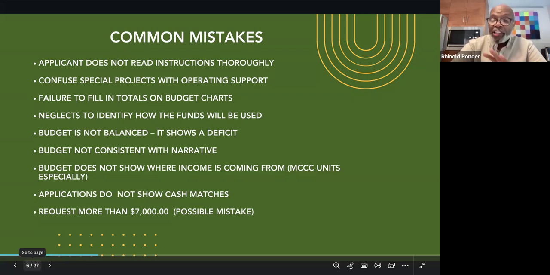Applications do not show cash matches. And we'll talk a little bit more about cash matches later.